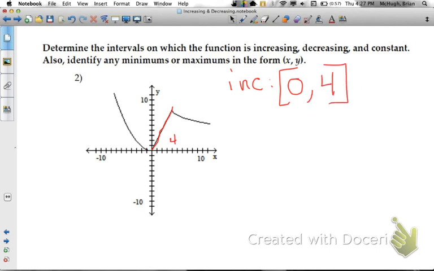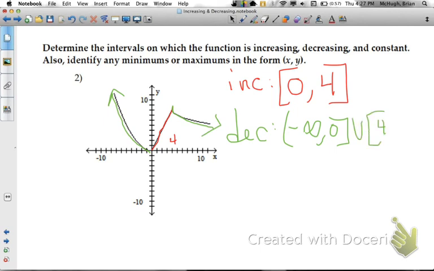What about the other portions of the graph? Well, the first portion, let's consider that that keeps going. It goes down to the right, so that's definitely decreasing. So we'd say from negative infinity to 0, it's decreasing. And then this portion where the increasing leaves off is also decreasing slightly, keeps going, so we'll say from x equals 4 to positive infinity, decreasing.